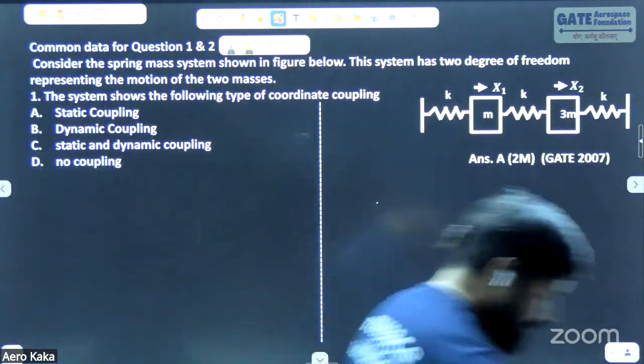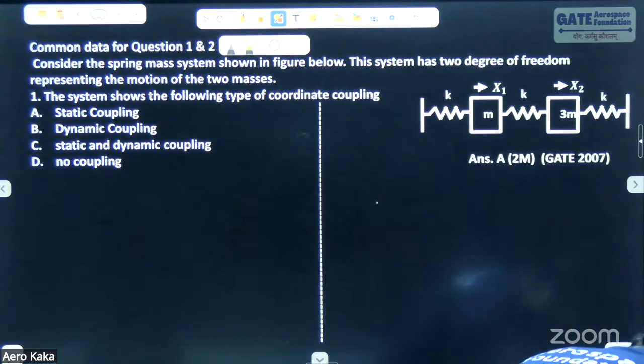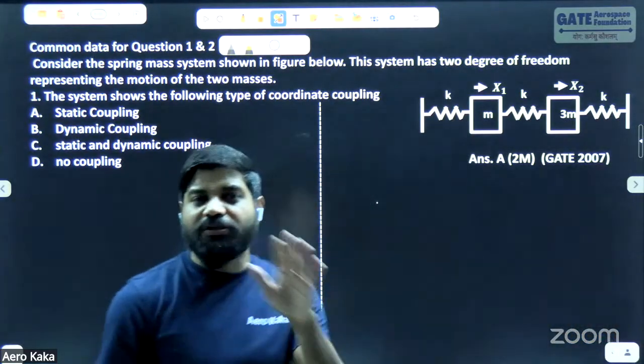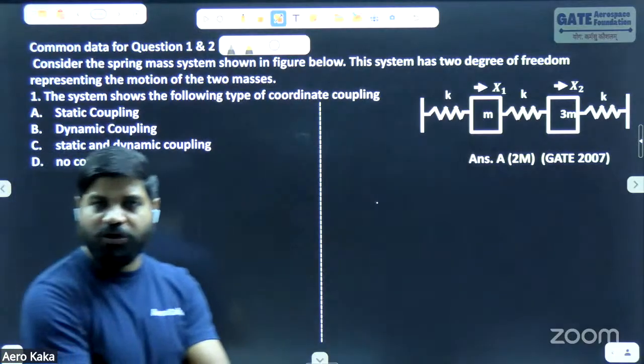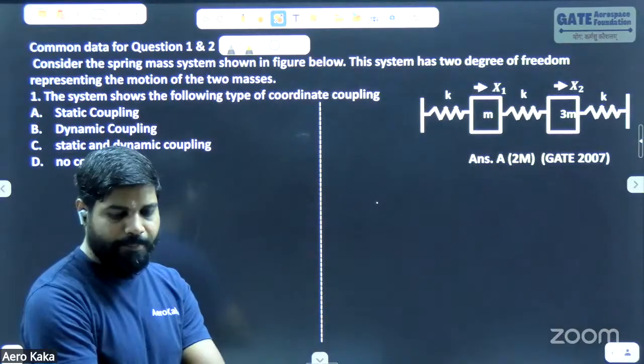That's sufficient. Till now, they haven't asked a single question based on the mode shape, but you should know how to calculate all these things. Okay. Find out.